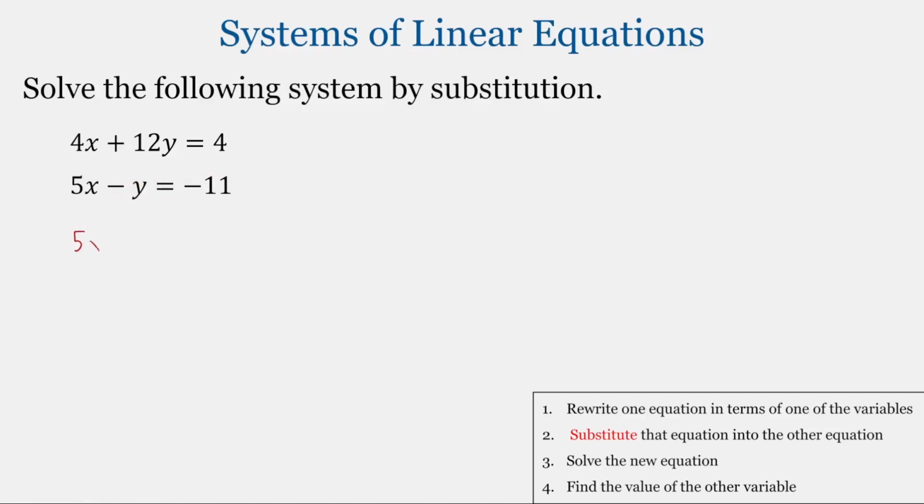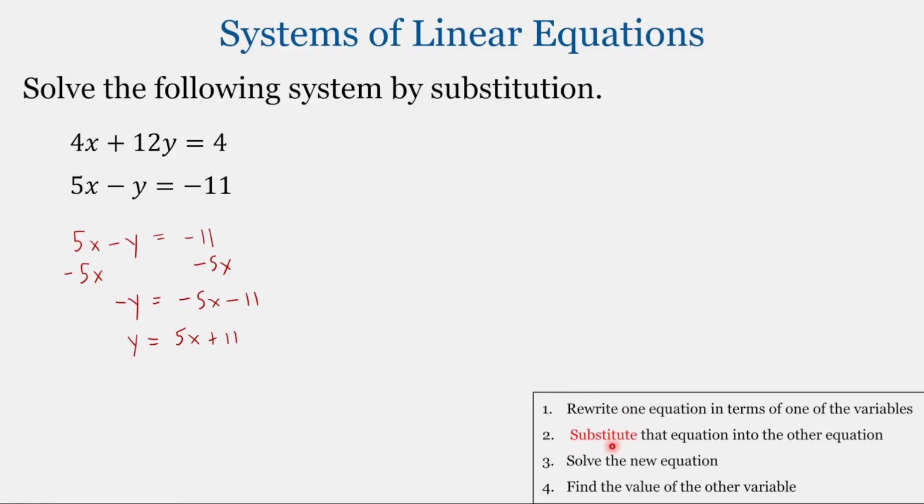So we have 5x minus y equal to negative 11. So solving for y, first step is I'm going to subtract 5x from both sides, resulting in negative y equal to negative 5x minus 11. We now have a coefficient of negative 1, so let's divide everything by negative 1. That will cause all of these signs to change. So we end up with y equal to 5x plus 11.